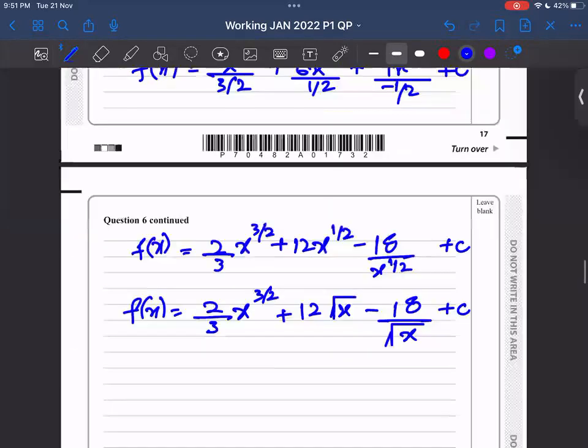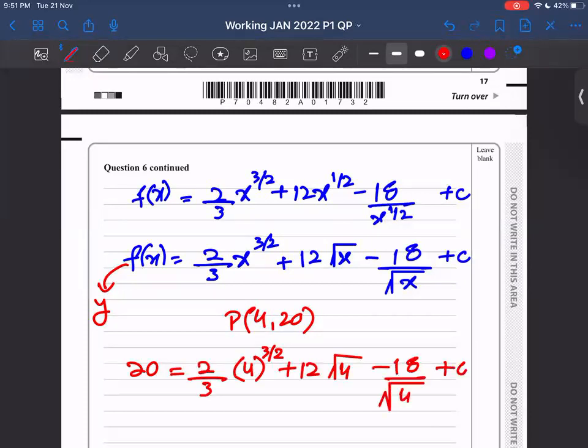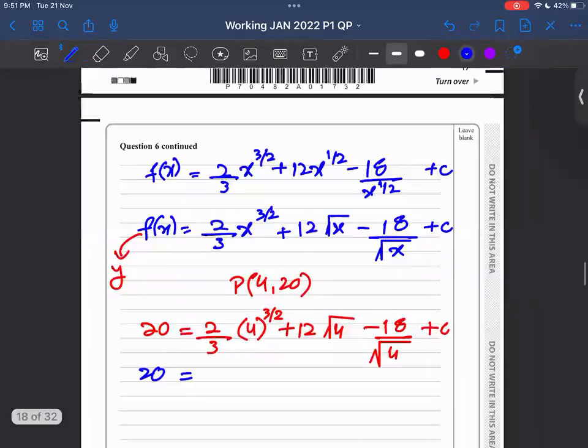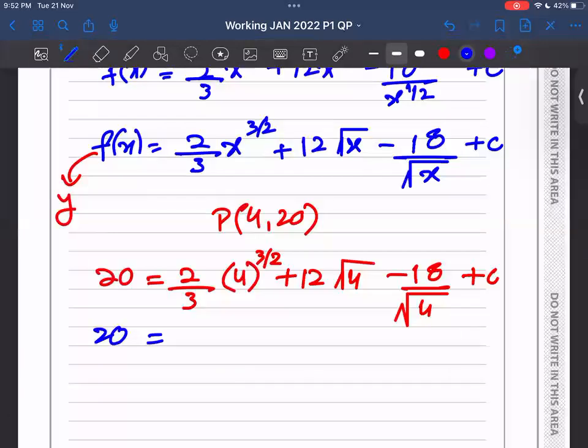Now, how to find out the value of c? What is c? I've been given a point P, which is 4,20. So this fx is basically the value of y. So I'm going to put the value of y, which is 20, 2/3 times 4 power 3 by 2 plus 12 times 4 plus c. Now just simplify these values to get the value of c. You can use the calculator, right? 4 power 3 by 2 is going to be 8. 8 multiplied by 2 divided by 3, sorry, I put the wrong values in the calculator. It is 16 by 3.